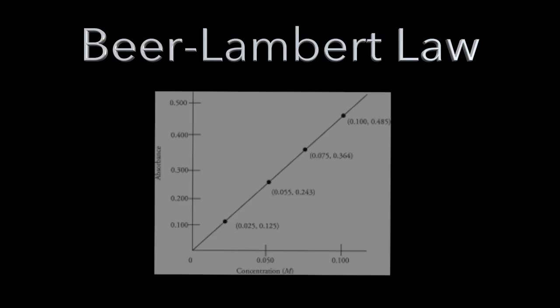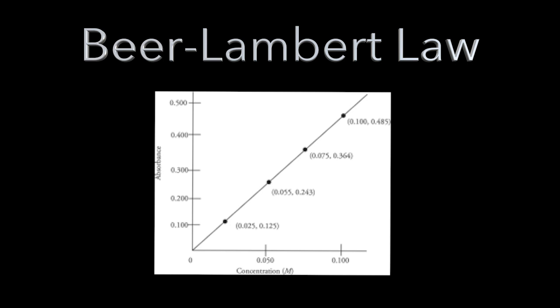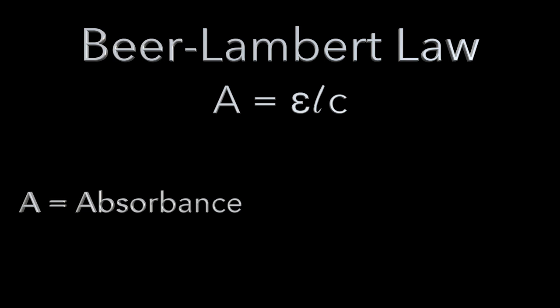The Beer-Lambert law assists in describing the linear relationship between absorbance and concentration, meaning that as absorbance increases or decreases, the concentration of the solution will do the same. The Beer-Lambert law is represented by the formula A equals epsilon LC. A is the absorbance. Absorbance represents the amount of light that the solution takes in rather than letting it pass through. This can be found using a spectrophotometer.